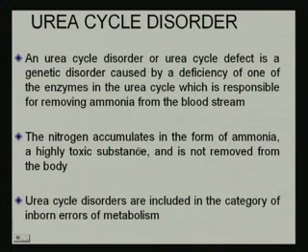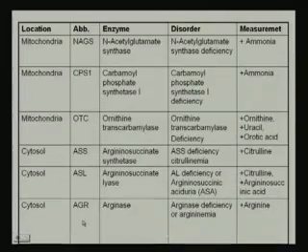The nitrogen accumulates in the form of ammonia, a highly toxic substance, and is not removed from the body. Urea cycle disorders are included in the category of inborn errors of metabolism. Now, how do we know? This disorder can be recognized in very many ways.